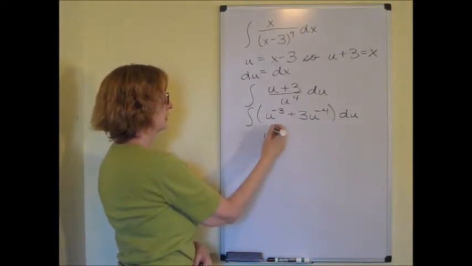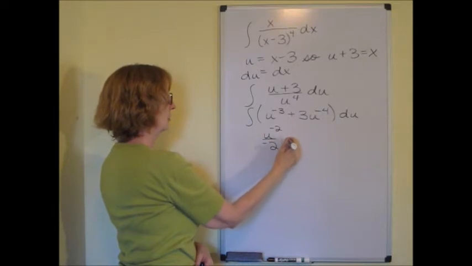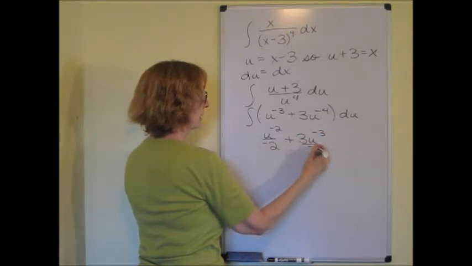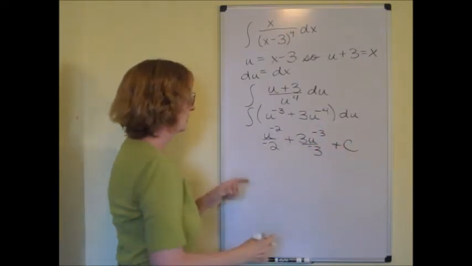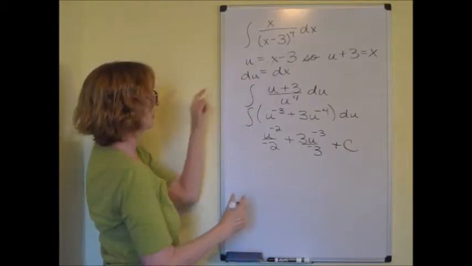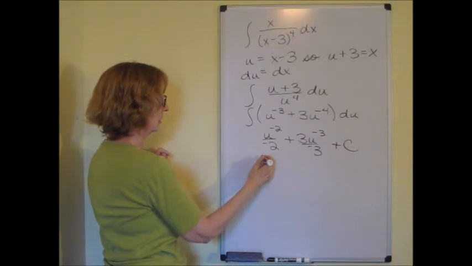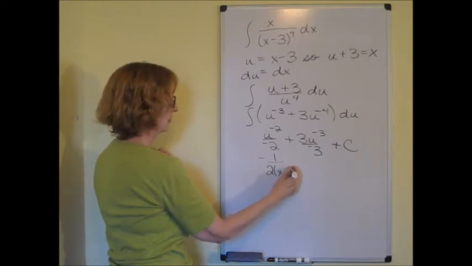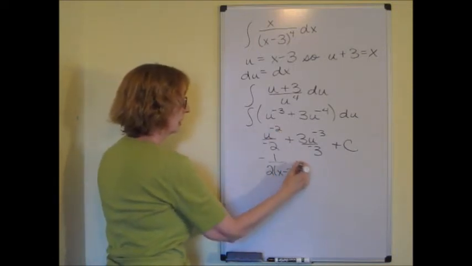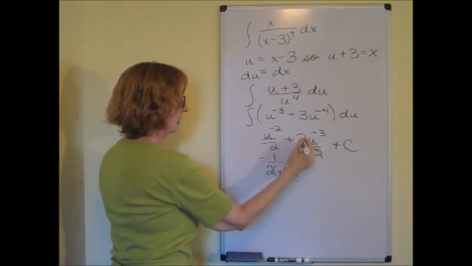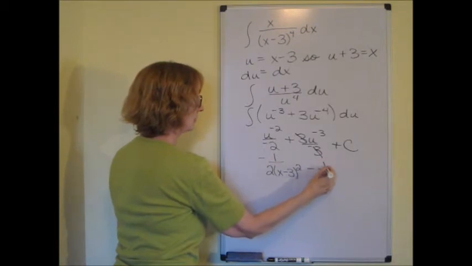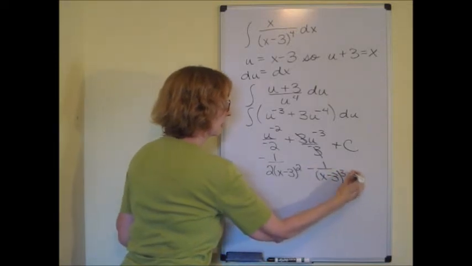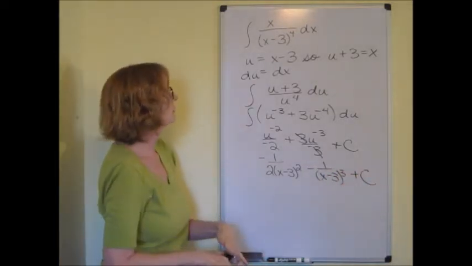Take our integral now. That's going to be u to the -2 over -2, plus 3 times u to the -3 over -3. We're going to raise this power by 1. Let's just go ahead and replace my u back with x minus 3. So this one is going to end up being -1 over 2 times x minus 3 squared, that was in the denominator. The 3's cancel here, and that leaves us -1 over x minus 3 cubed, and then plus c. So there's our solution for that first one.